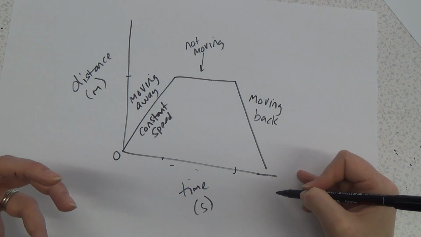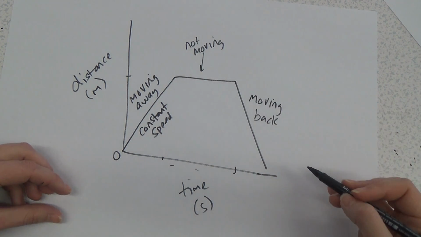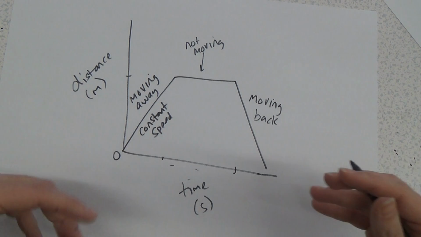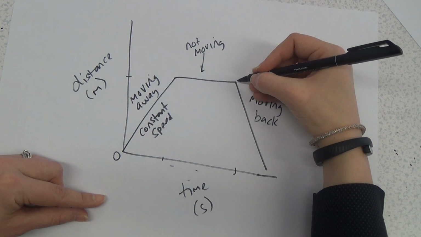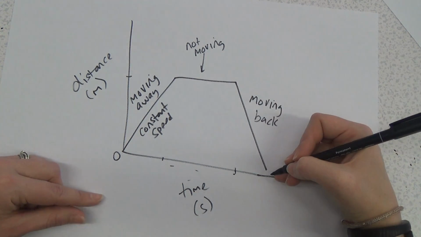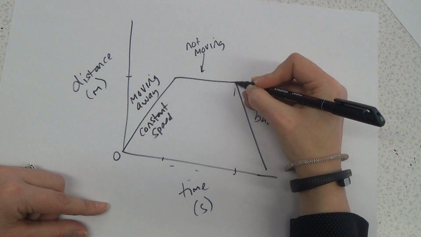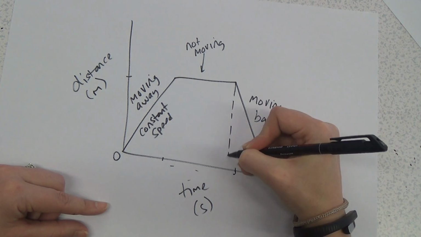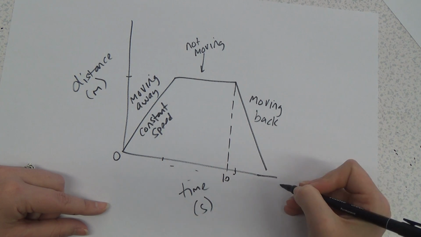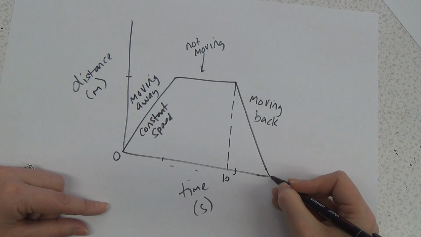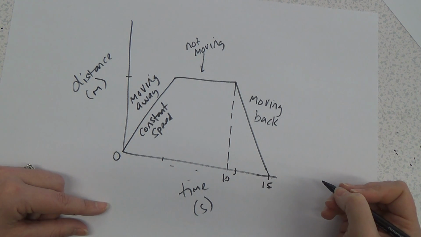So you could be asked to calculate the actual speed for a particular part of the journey. Now, obviously, with a flat line, it's not moving, so the speed is always going to be 0 meters per second. But what you could be asked is, for example, for the return part of the journey, the moving back, what was the actual average speed? So when you do this, draw your line from the point where it starts to drop down to our timeline. Let's just say that happens to be 10 seconds. And the part where it's returned back to 0 meters, make sure you know what that value is. Let's just say it's 15.